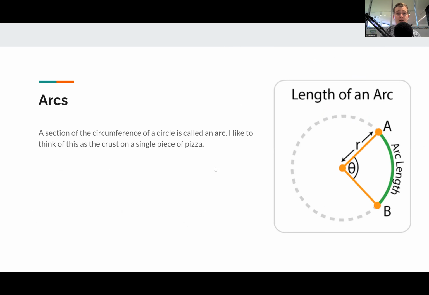Arcs. So a section of the circumference. So we remember before, the circumference is the whole outside of the pizza, the crust of the pizza. An arc I like to think of as the crust on a single piece of pizza. So if this is my piece of pizza here, the arc is this green section. It's the crust on just the one slice.